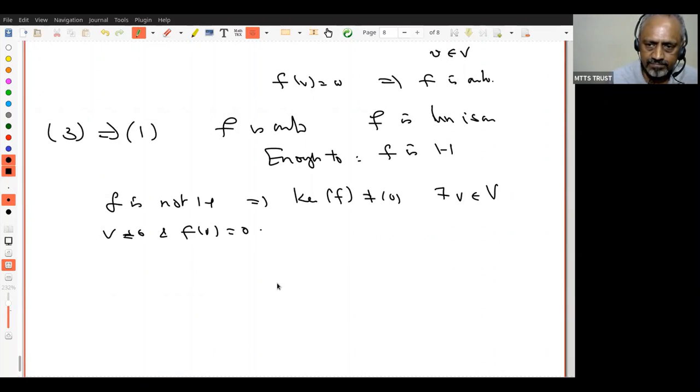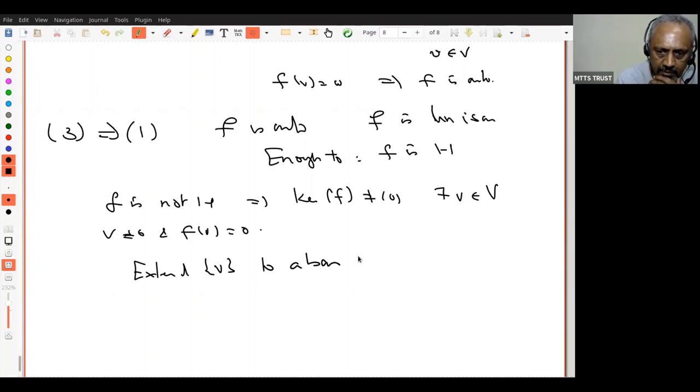Good. Now extend the singleton v. This v is non-zero, therefore it's a linearly independent set. Therefore extend v to a basis of V. Call it v1, which is v, and v2 up to vn. This is the basis for V.